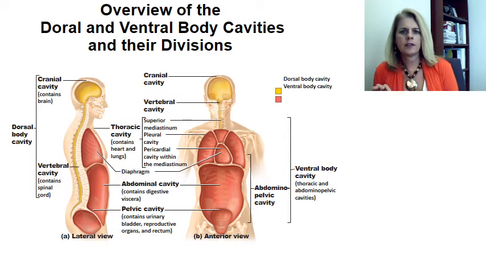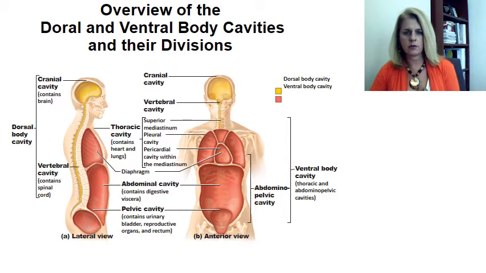So we want to divide the body into spaces, and the word for that is cavities. So basically holes that organs fit into. So previously we talked about you have an axial anatomy, which is your head and thorax and your abdomen, and an appendicular, which is your arms and legs. Well, we want to go deeper than that and kind of talk about where the organs fit inside the body.